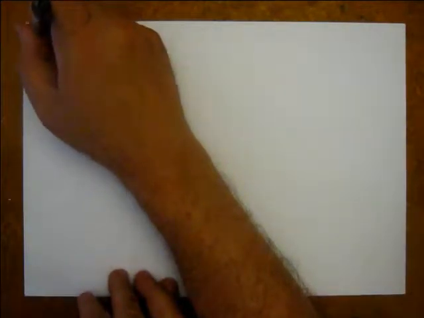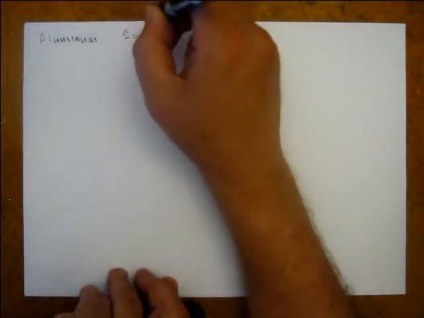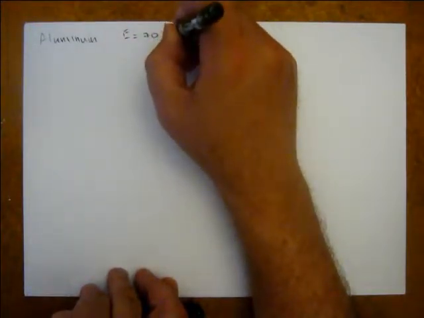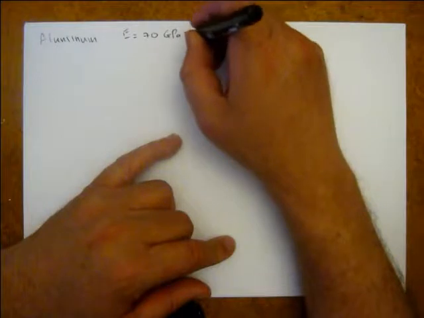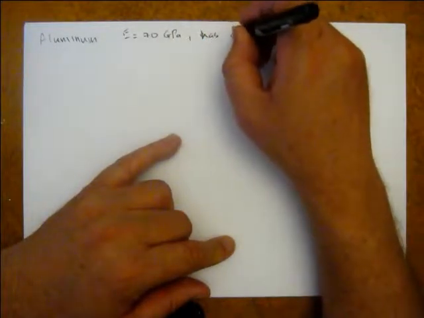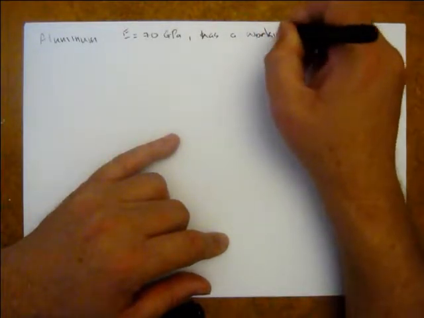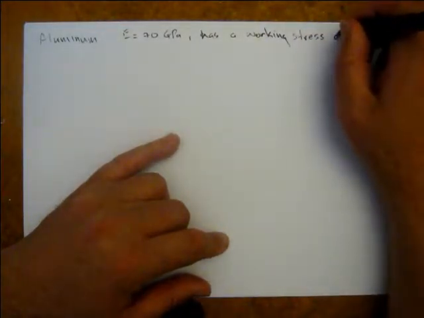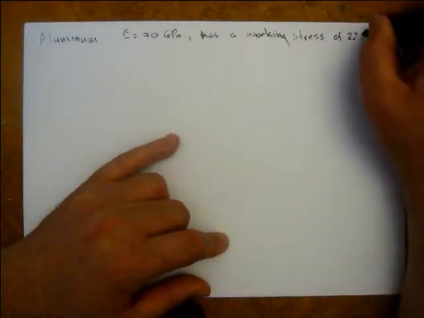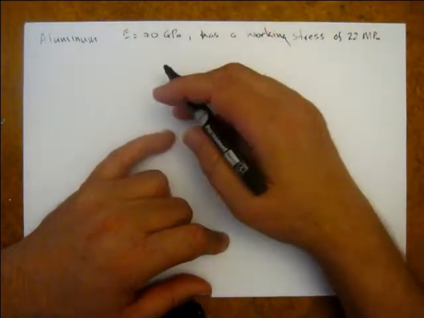Let's try a more complex one. So aluminium, it has a Young's modulus of 70 gigapascals. I mean, different alloys will have different Young's moduluses, and we're going to put a working stress. This is the maximum stress we want to put on it, and this will allow a safety margin of 22 megapascals. Okay, most aluminiums handle much more than that, but we don't want to break this thing.